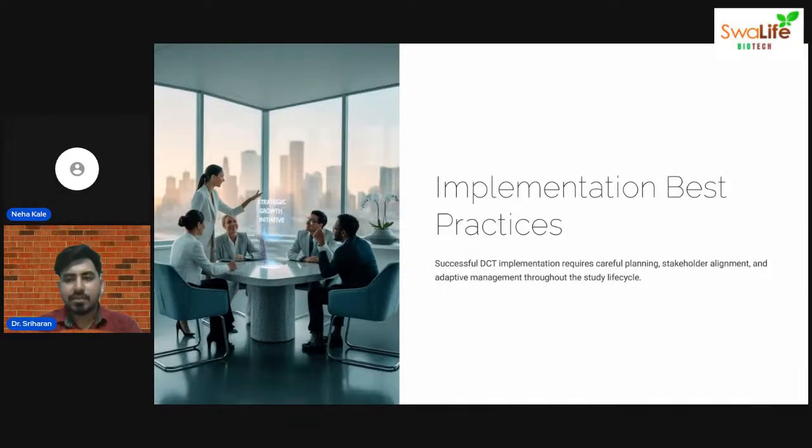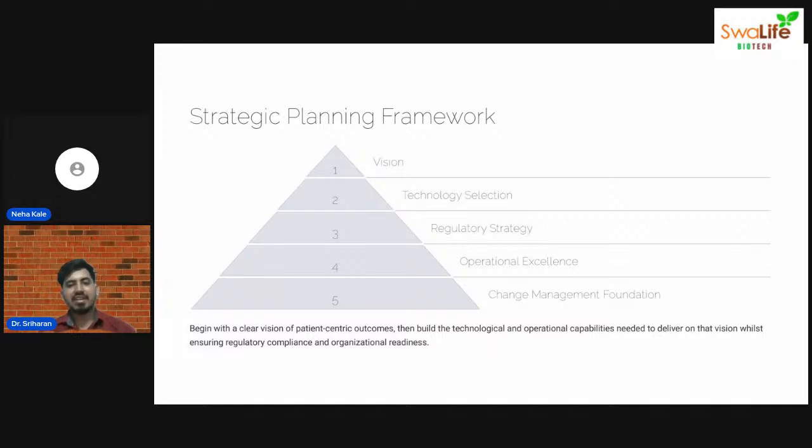Now we go to best practice implementation. Here is the strategic planning framework. While we do DCT, if you do anything, you want a strategy to achieve the plan. Without strategy we can't do anything. So first of all, our vision and objective should be very clear.